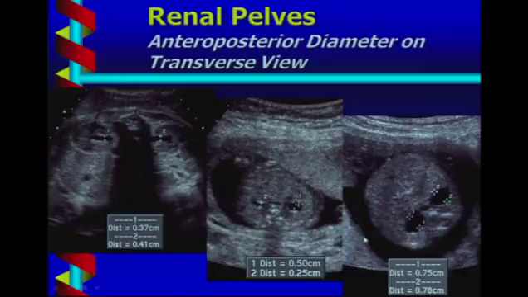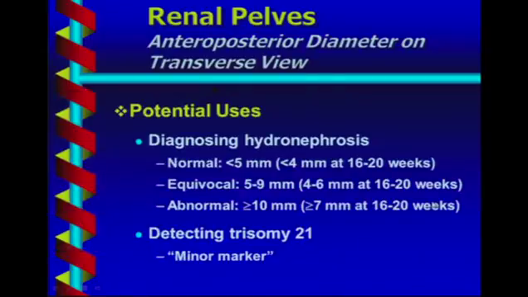Yet another measurement is a measurement of the renal pelvis. Here the key measurement is the anteroposterior diameter on a transverse view of the fetal abdomen, as we're measuring here, here, and here. These are normal. One is abnormal and one's normal, and one is large. What is large? Well, we use it for diagnosing hydronephrosis, and we consider anything less than 5 millimeters to be normal. Slightly less at 16 to 20 weeks, less than 4 millimeters.